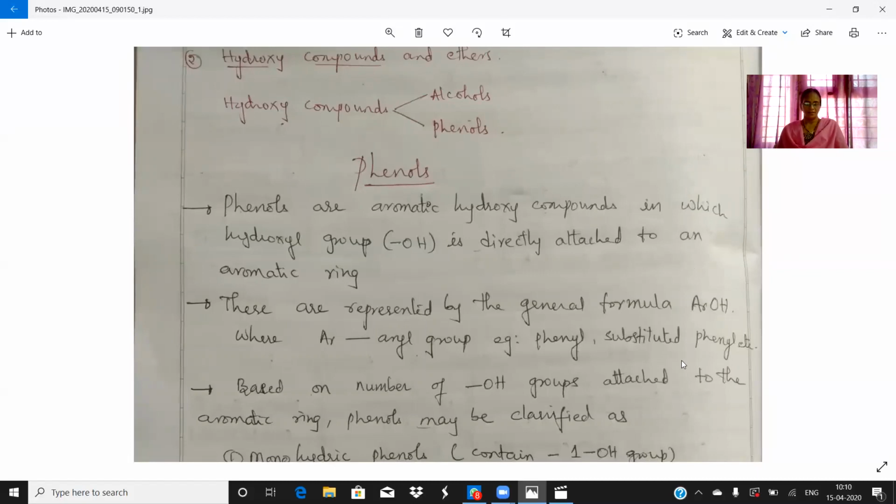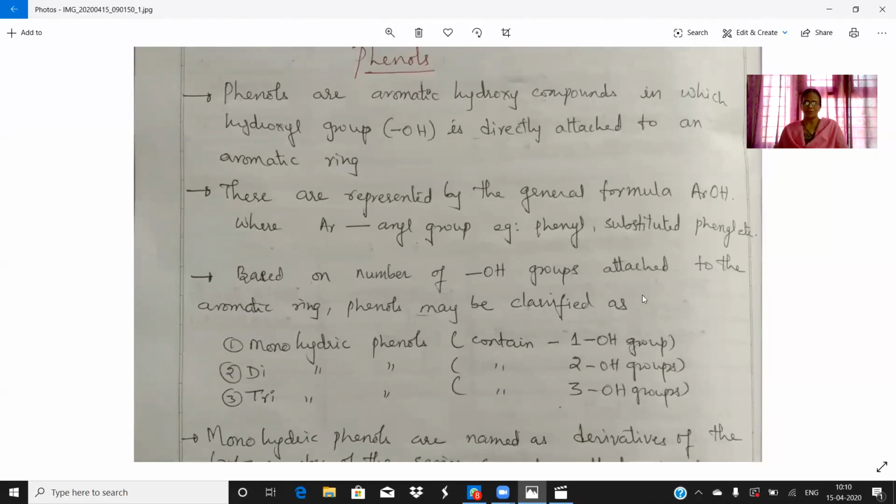Phenols are aromatic hydroxy compounds in which hydroxyl group is directly attached to an aromatic ring. These are represented by the general formula AROH, where AR is an aryl group, that is either phenyl or a substituted phenyl or naphthyl group.